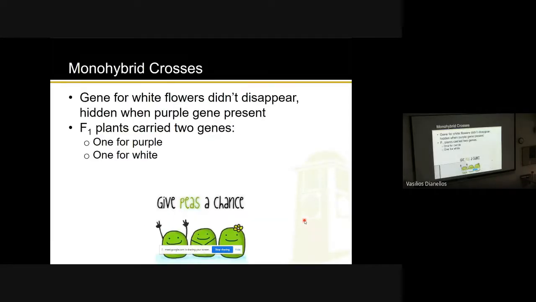So what he learned then was the gene, and again, he didn't call it a gene at the time, but the gene for the white flower did not disappear. It was just hidden when the purple gene was present.